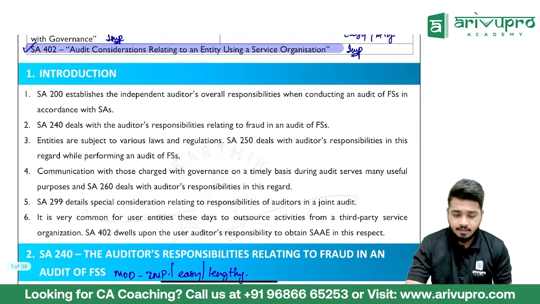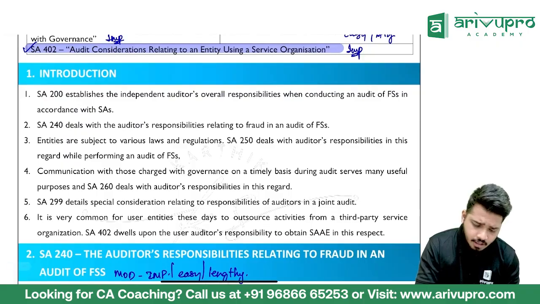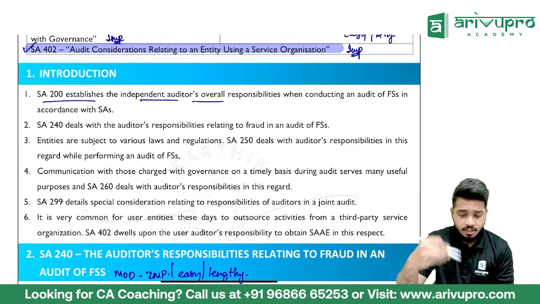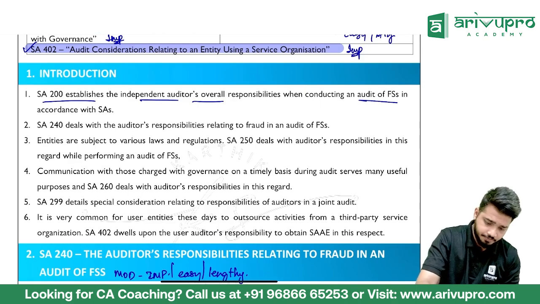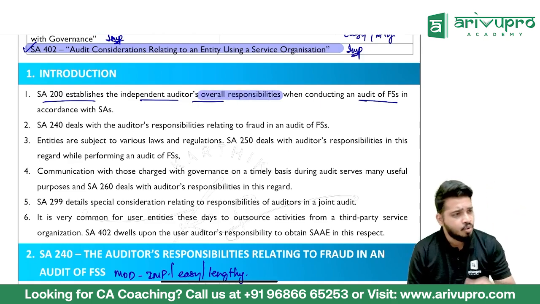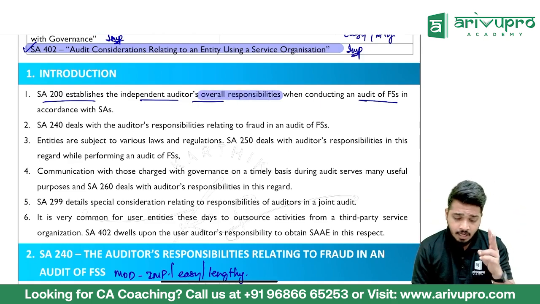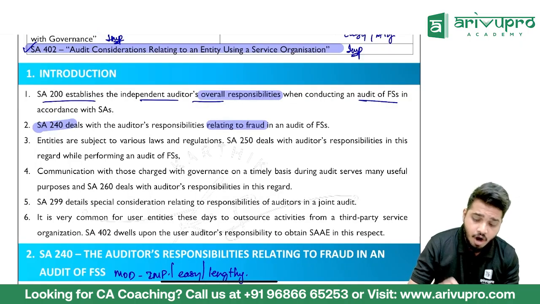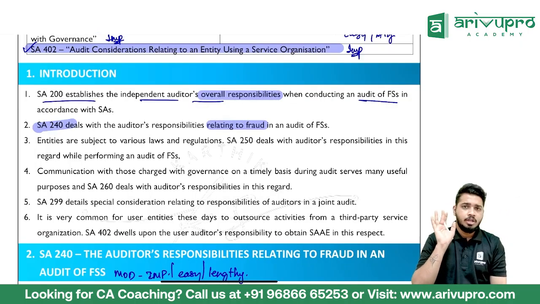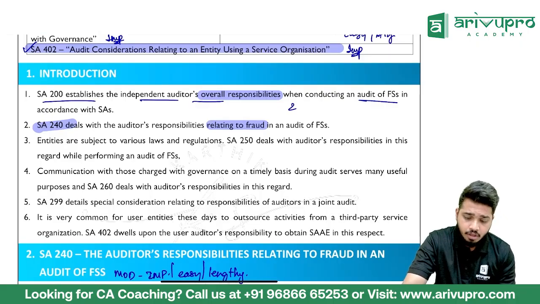Okay, let's just go through the introduction. SA 200 establishes the overall responsibilities while conducting an audit of financial statements. Overall responsibilities, not one specific, overall responsibility. SA 240 deals with specific responsibility relating to fraud alone. Remember, SA 240: if you make 420, you are a fraud.